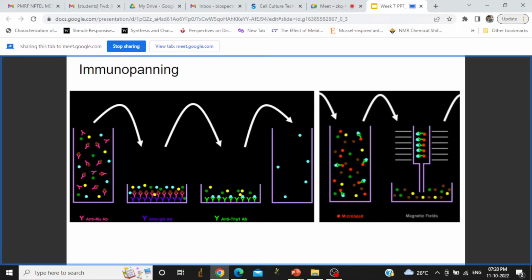There are some other common techniques also, like centrifugation. If the cells have different sizes, then using centrifugation at different speeds for different types of cells, different types of cells can be separated. But those are not specific techniques, whereas FACS and immunopanning are very specific to a particular type of cell.